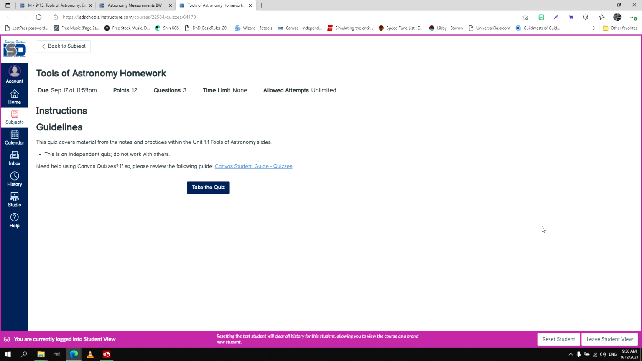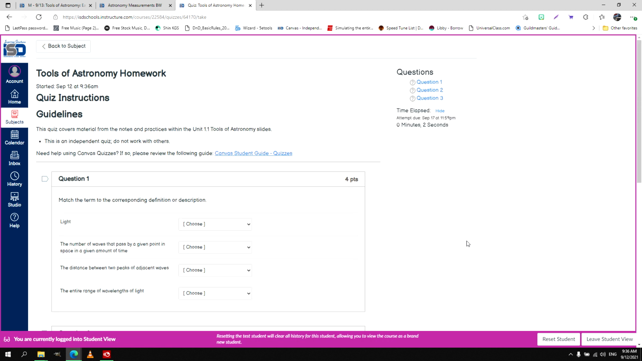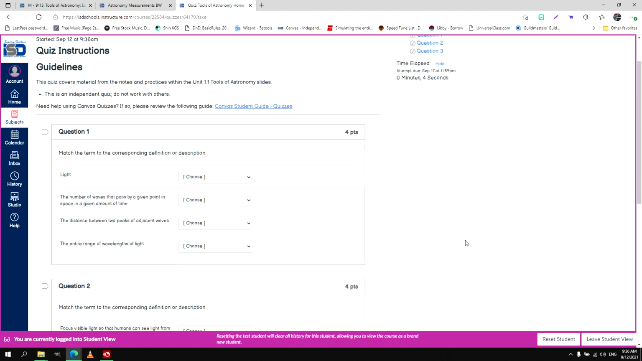So, Tools of Astronomy homework. This is going to be a quiz. It's not really a quiz, it's a homework worksheet type thing. Remember that we had to do the quiz setup in order to get the worksheets in here. So, you are going to go ahead and click Take the Quiz. And you're going to answer these questions.